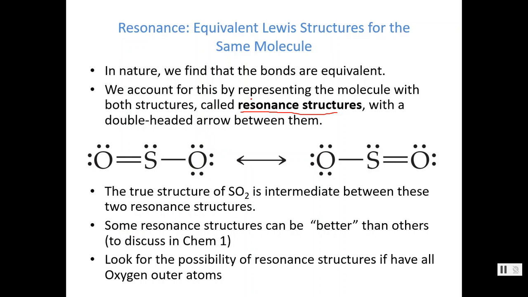I just want you to know, for intro, the definition of resonance structures, what that means, and know that resonance structures can be possible primarily for atoms or molecules that have oxygen as an outer atom, or specifically lone pairs that can be shared with a central atom. Okay? And that's really all I'm going to say about resonance structures.